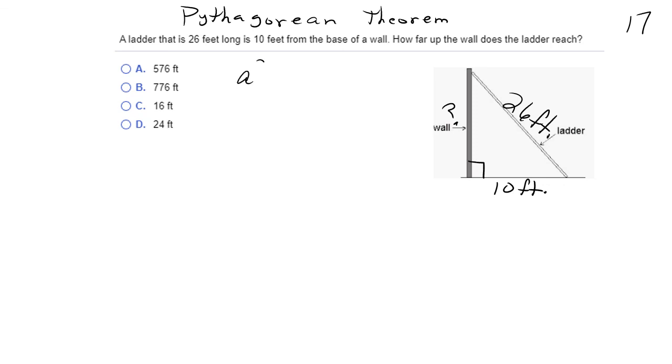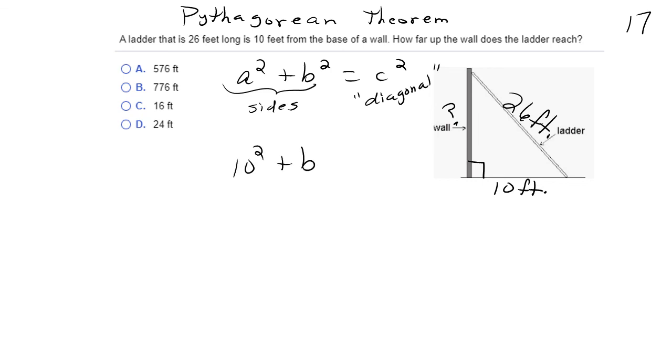According to the Pythagorean theorem, we know a squared plus b squared equals c squared. The a and the b are going to be your sides along that right angle. The c is always your hypotenuse. You can tell the hypotenuse because it's going to be the diagonal side, opposite that right angle. Now we plug in our numbers. One side is 10, but the other side is the wall. I don't know what it is. The angled or diagonal side is 26.